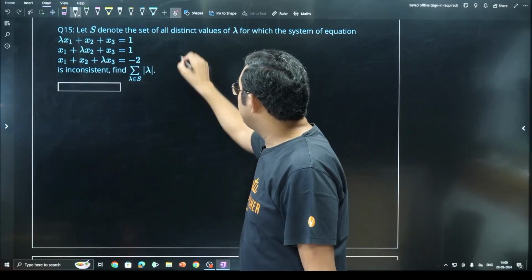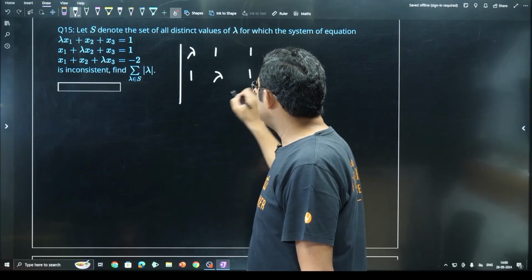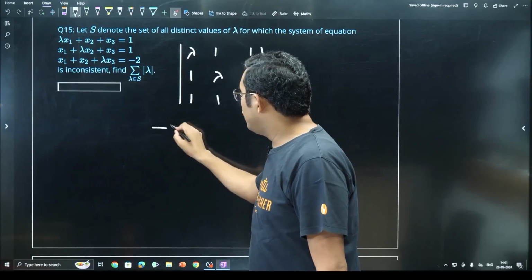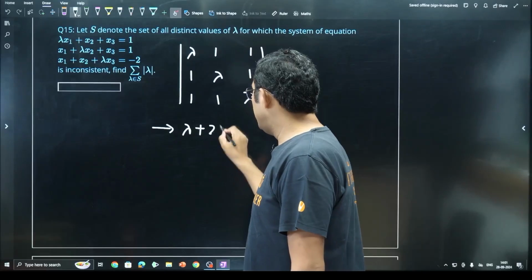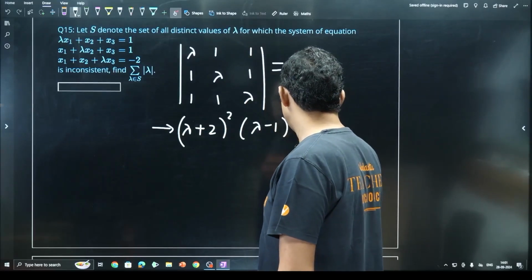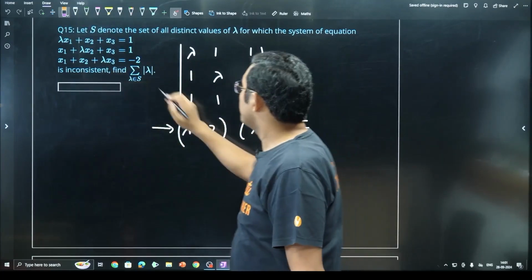Okay, and which determinant am I talking about? The first row will be lambda 1 1, second will be 1 lambda 1, and last will be 1 1 lambda, equal to 0. Okay, you can open it and you will be able to see it will be (lambda plus 2) whole square into (lambda minus 1) equal to 0. Sorry, whole square on lambda minus 1 and power 1 here.